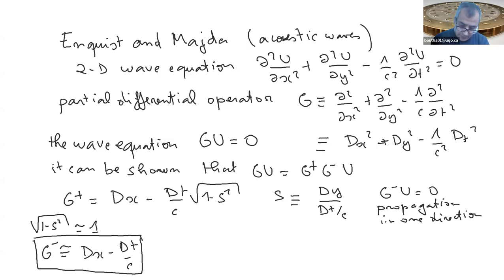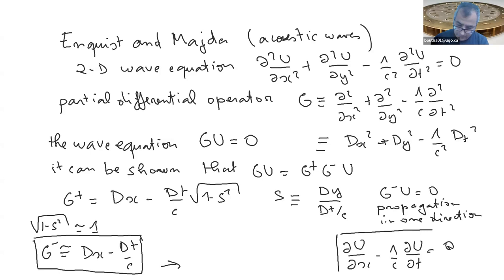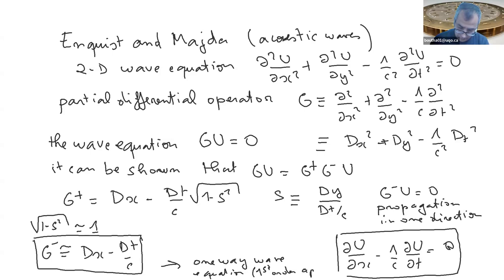And so this can be written as ∂u/∂x minus 1 over c ∂u/∂t equals 0. So this is a one-way wave equation. It's an approximation, actually, a first order approximation. If we take this relation and take, for example, a second order, then we have another solution with second order approximation. We can have a third order, etc.